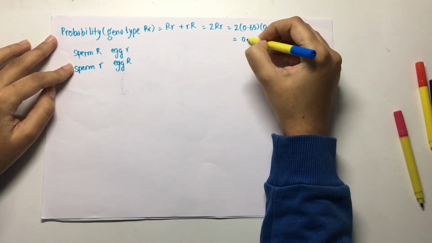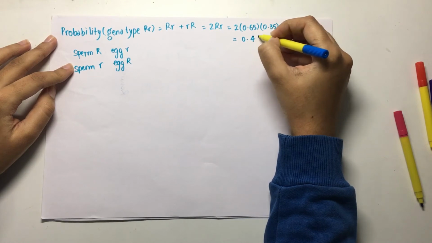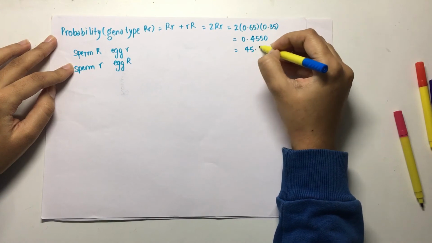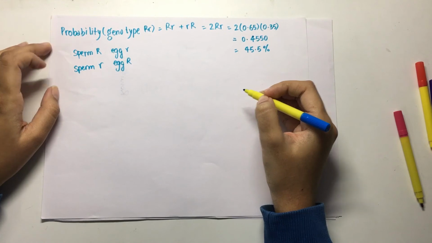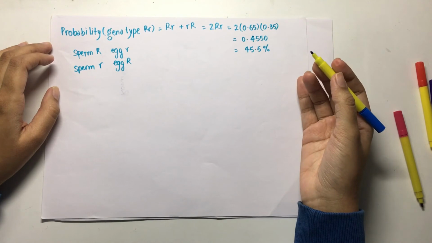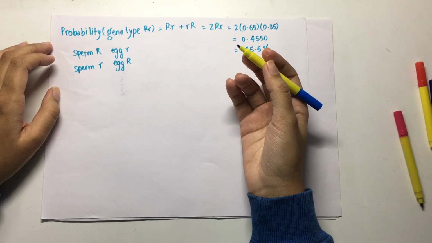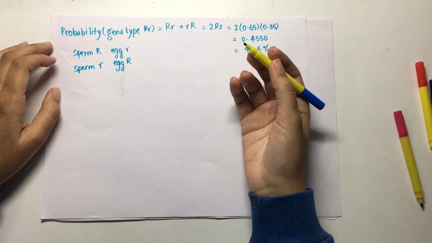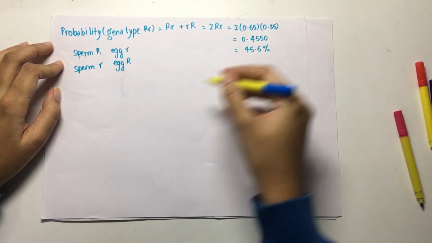Which gives me 0.455, and 45.5%. Okay, so we have probabilities for all the genotypes, and since we have stated earlier that sum of allele frequencies is 1, that means genotype frequencies must also add up in the next generation. We are not losing alleles in the next generation, and there's no change in the alleles, so obviously the genotype frequencies must add up to get 1, or 100 if you're talking about the percentage.